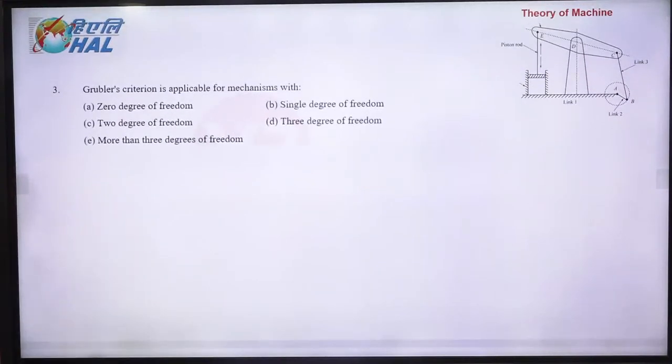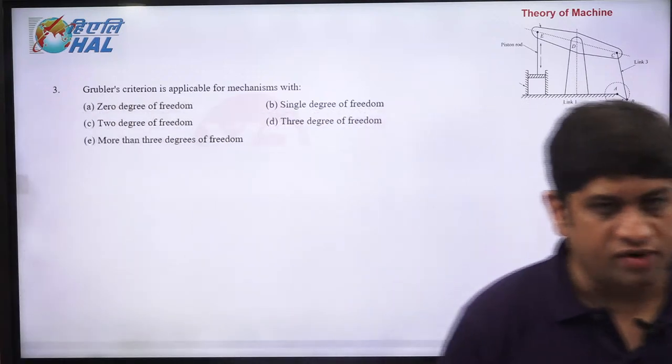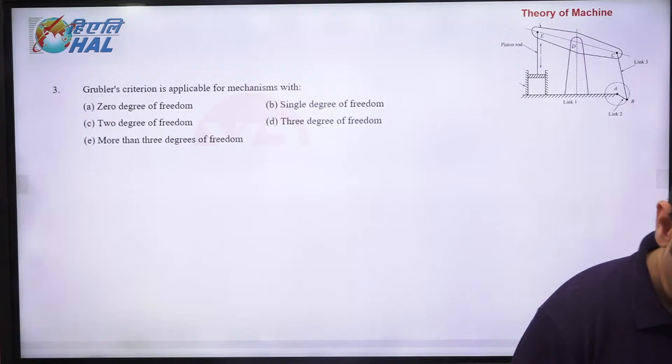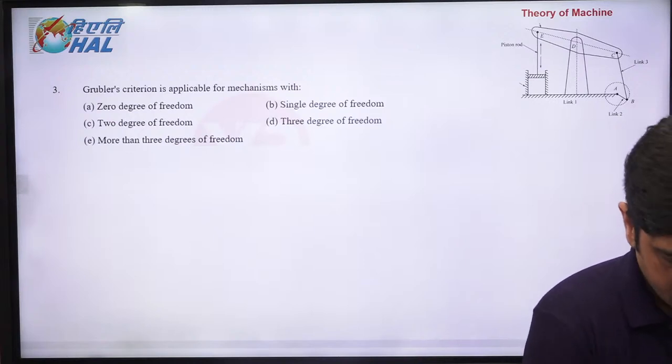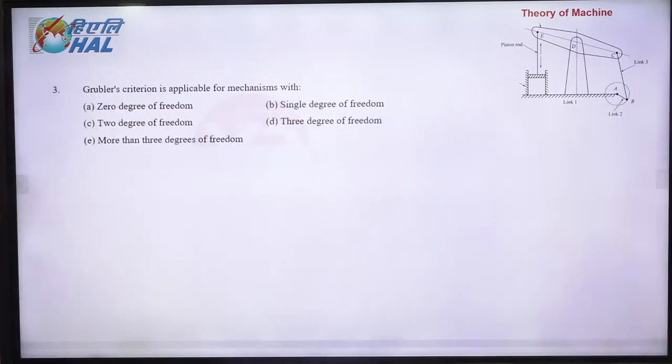Okay, so let's go for next question of Grubler criteria. Grubler criteria is applicable for mechanisms with how many degrees of freedom? Grubler criteria is very, very important criteria. Tell me, with what degrees of freedom do you use Grubler criteria? Just check it out. So how many degrees of freedom? I'm expecting an answer from your side.